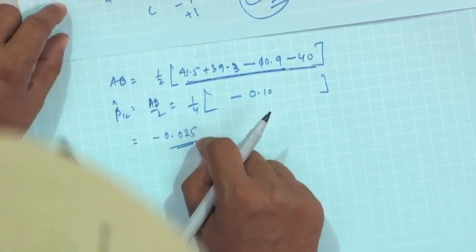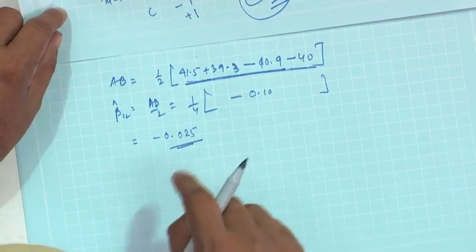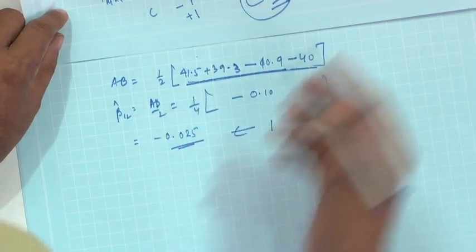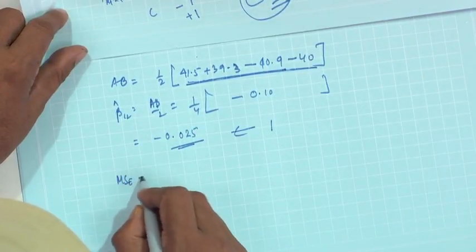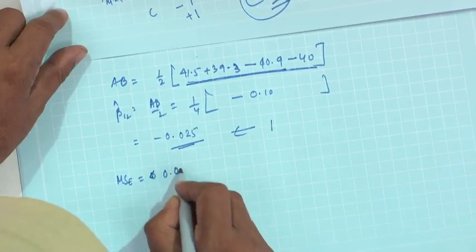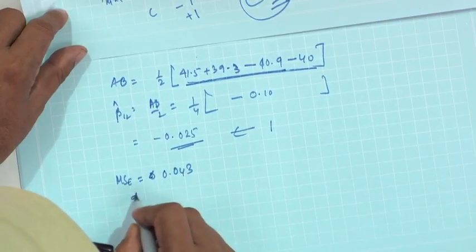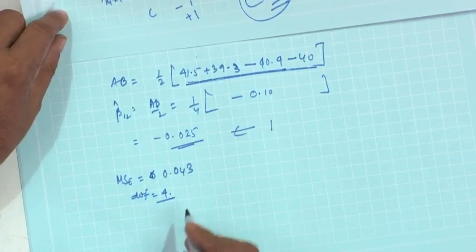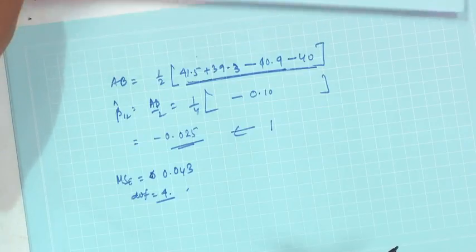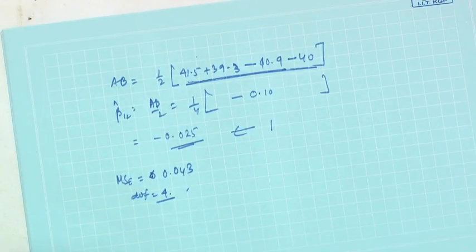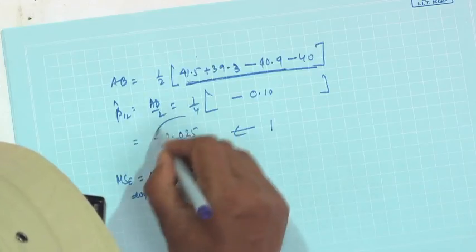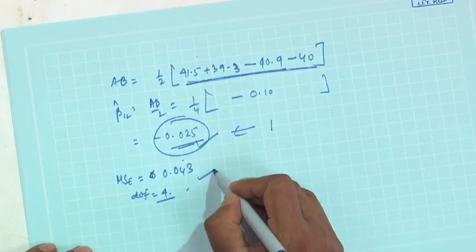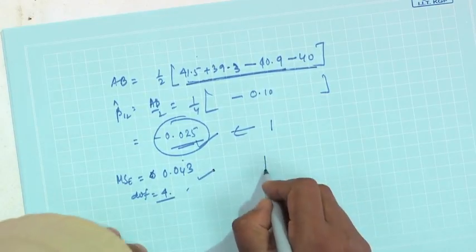So, what is the degree of freedom for this? Degree of freedom is 1. And what is the MSE degrees of freedom? You got the MSE value as 0.043 and the degree of freedom is 4. Okay. Now you know whether this value is significant or not, just compare this with your MSE. Okay. So, you find out.